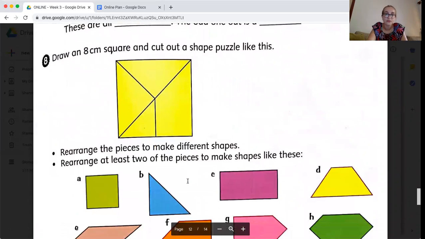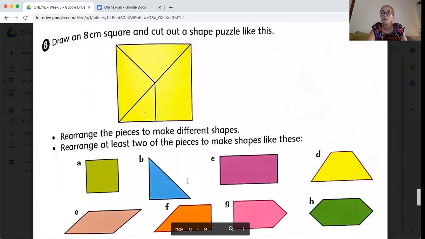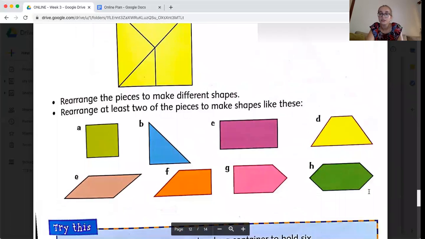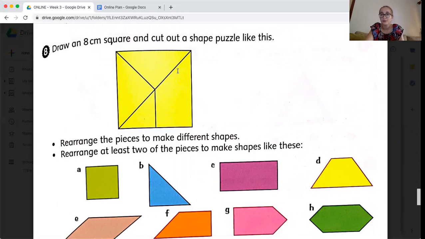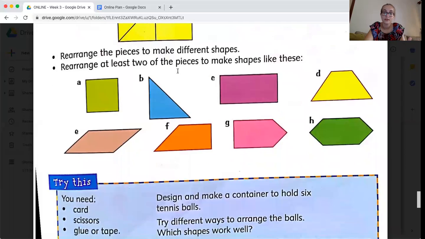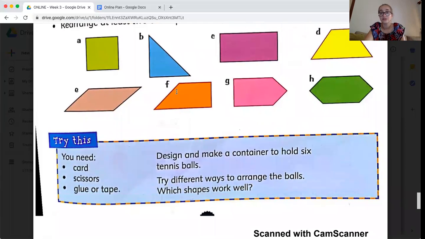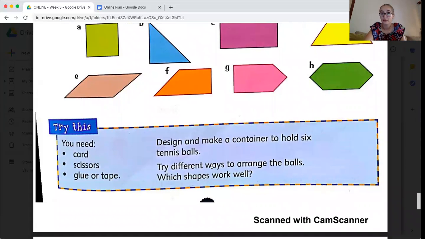Okay. This is something that takes a little bit more work. I understand if you don't have all the tools to do this at home. You have to draw the shape. It's 8 centimeters by 8 centimeters, and then you cut out the weird angles that they drew for you. And you have to try if you can make all of these shapes with the pieces that you've just cut out. Okay, but I will leave this up to you because I understand that is a lot of work to do. So question 8, I want to put it as an optional question. Okay, and to try this, it's also optional because you need a card, scissors, glue, tape. It's going to be too much work to do that from home.